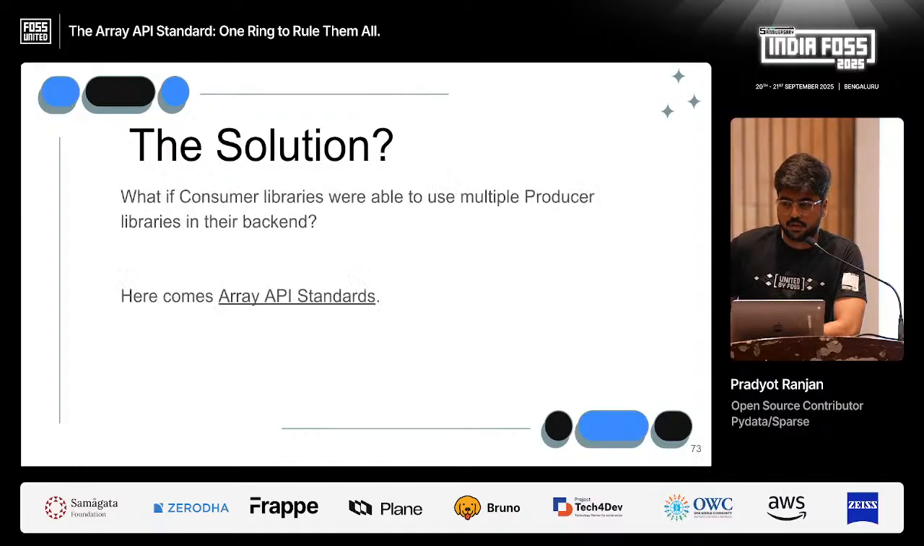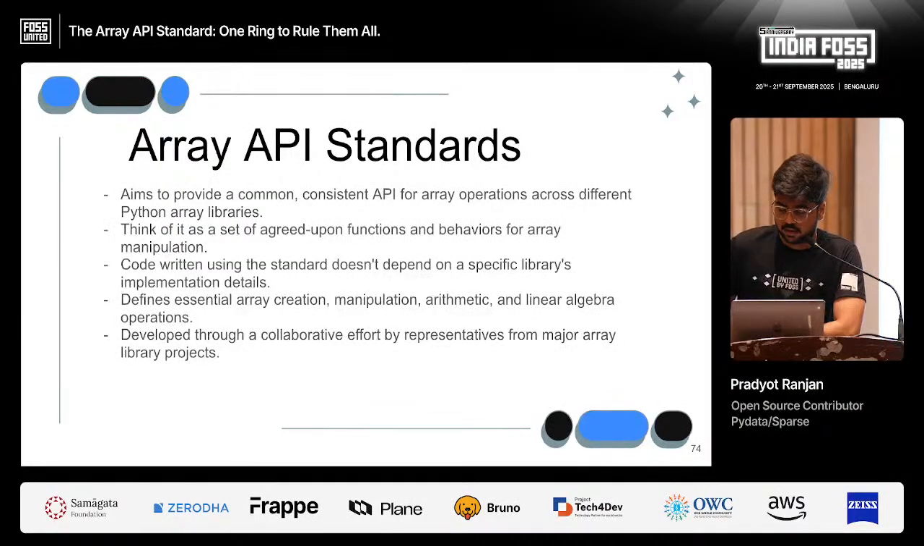So the solution is actually pretty simple: if we had a way to support multiple producer libraries as a backend for one consumer library. Here the array API standard comes into the picture. The array API standard is a set of agreed-upon functions and behaviors for an array, and it provides consistent APIs for array operations across different Python libraries. If your code is array API standard compliant, you get backend-agnostic code, you don't have to think about the backend implementation, and you can just write the core logic.